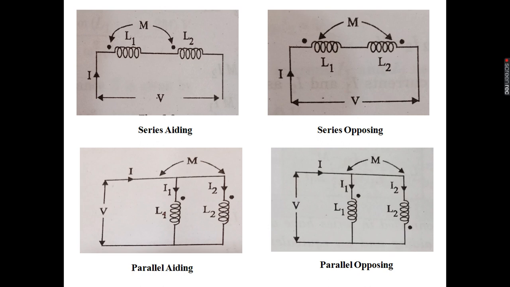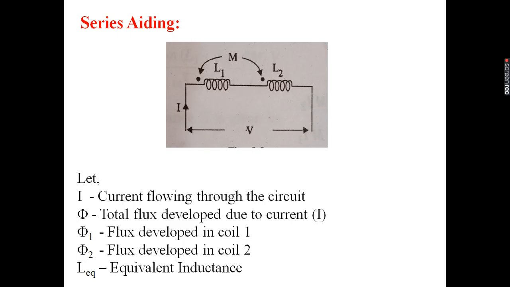So let us go through them one by one. We'll take series aiding first. Here you can see two coils connected in series across a common voltage source V, the total current flowing through the circuit is I, and the total flux developed in the circuit is phi, because of the net current I. This phi is the sum of the flux in coil 1 and the flux in coil 2. So phi 1 is the flux developed in coil 1, and phi 2 is the flux developed in coil 2.